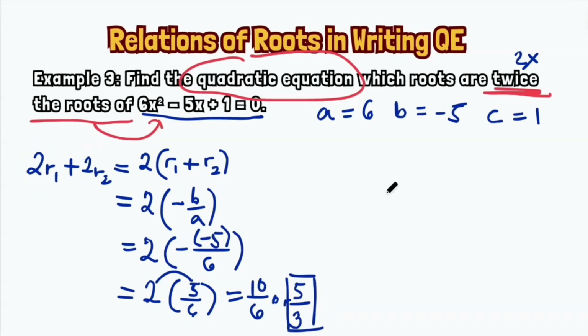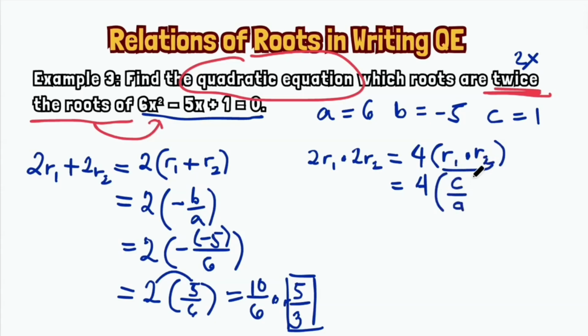Next is, kukunin natin yung twice ng product ng dalawang roots. So, we have 2 root 1 times 2 root 2. So, we have this particular given, 2 times 2, that is 4. And then finactor out natin yung 4. We have root 1 times root 2. So, we all know yung root 1 kanina and root 2. This is a product of roots and that is equivalent to the coefficient c over a. That is equal to 4. We all know the c, that is 1. So 1 over a, that is going to be 6. So 4 times 1, that is 4 over 6.